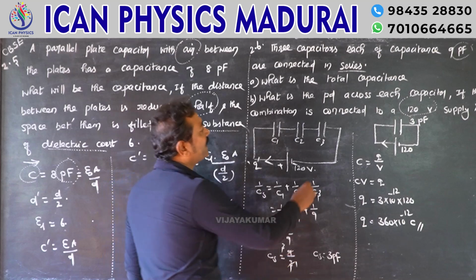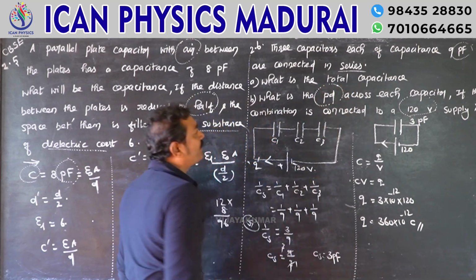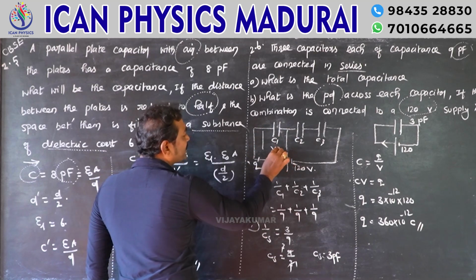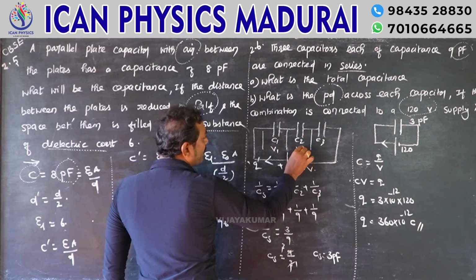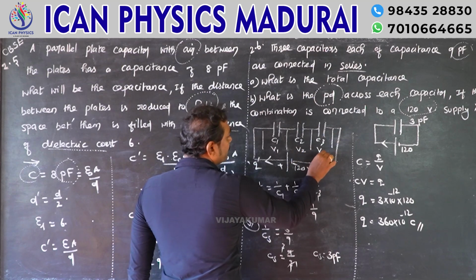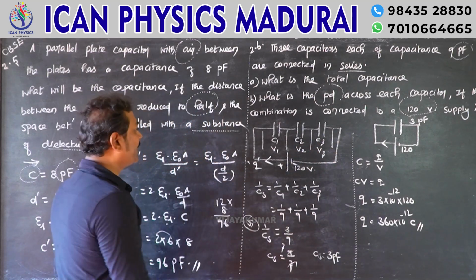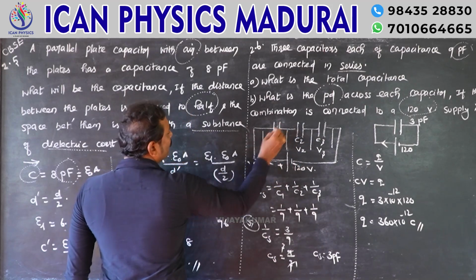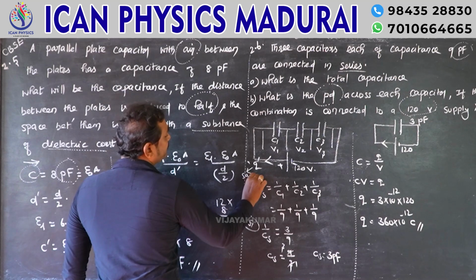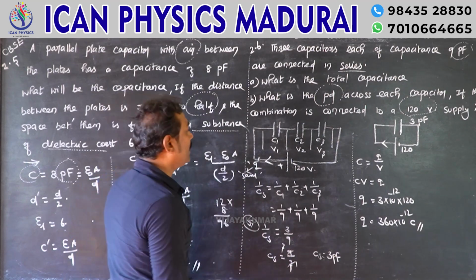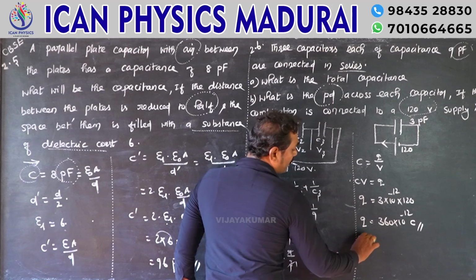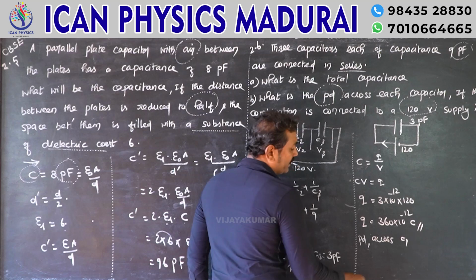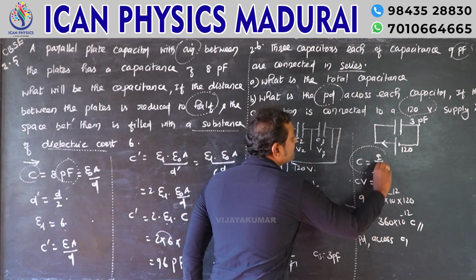What is the second one? What is the potential drop across each? The potential drop across the first one is V1, the second one is V2, and the third one is V3. When the capacitors are connected in series, the charge flowing through them will be the same. So we can calculate the potential drop across C1. How can we modify this formula?